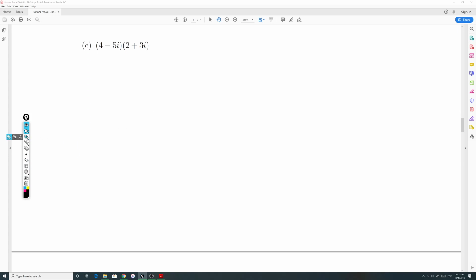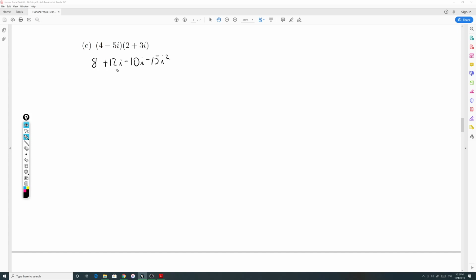Okay, here we're multiplying complex numbers. So we just use the distributive property yet again. 4 times 2 is 8. 4 times 3i is 12i. Negative 5i times 2 is negative 10i. And negative 5i times positive 3i is negative 15i squared.